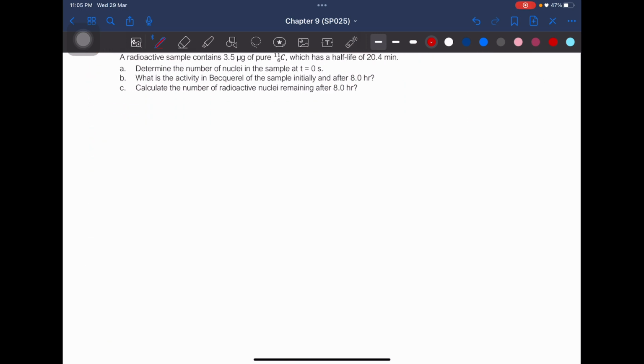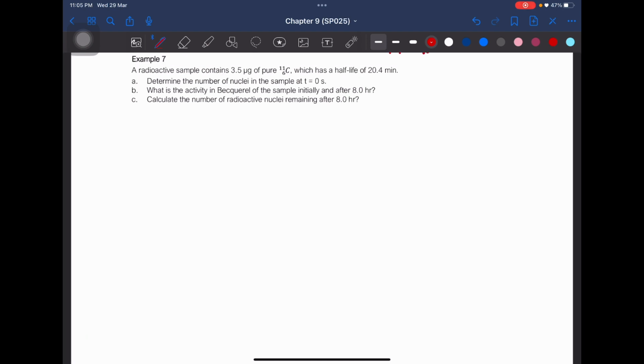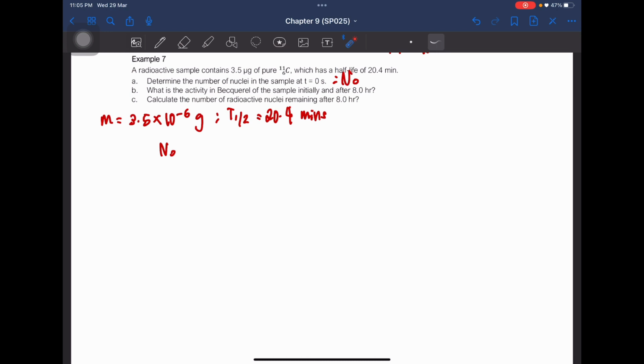Next, example 7. So we have a radioactive sample contains 3.5 microgram of pure carbon, which has a half-life of 20.4 minutes. Determine the number of nuclei in the sample at t equal to 0 seconds. So number of nuclei in the sample. So we are looking for N naught. So how do we find N naught when we are only given this here?